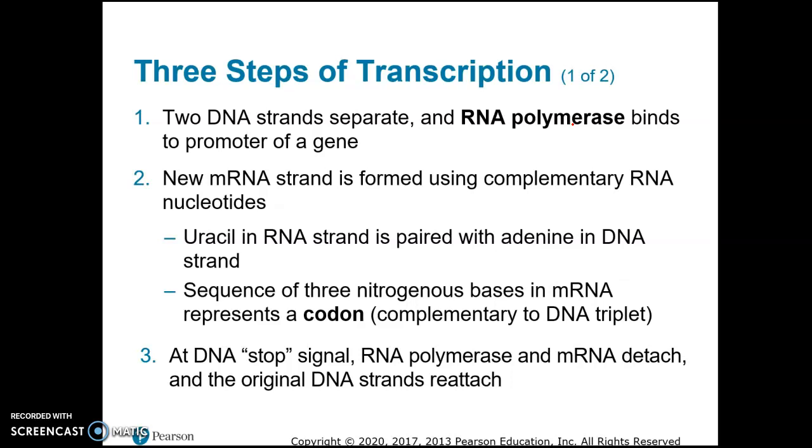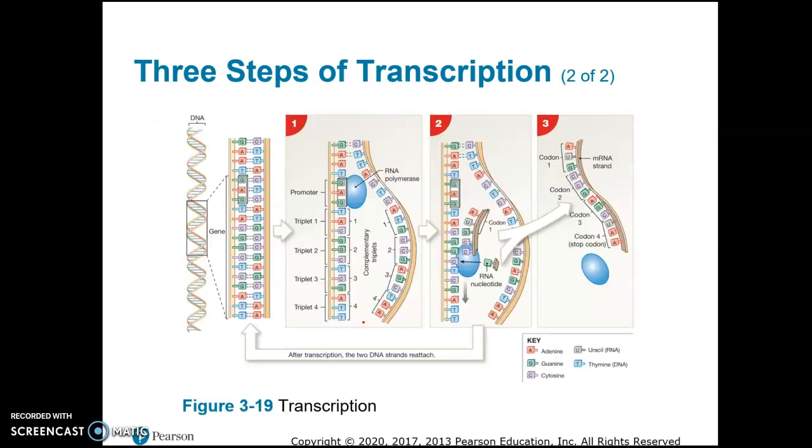I didn't ask a lot of questions on the steps of transcription, so I'm just going to tell you that the enzyme that forms the messenger RNA is called RNA polymerase. And you do need to know that RNA contains uracil instead of thymine. So DNA would contain the bases A, C, G, T, and RNA would contain the bases A, C, G, U. Three bases in the messenger RNA are called a codon, and that codon will code for a particular amino acid that's going to be found in the protein.